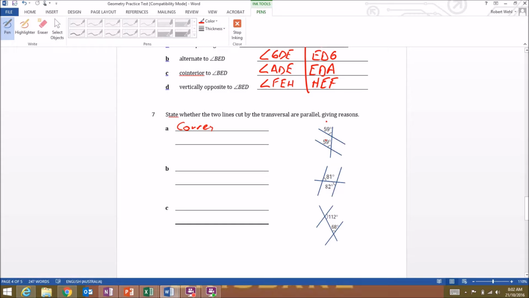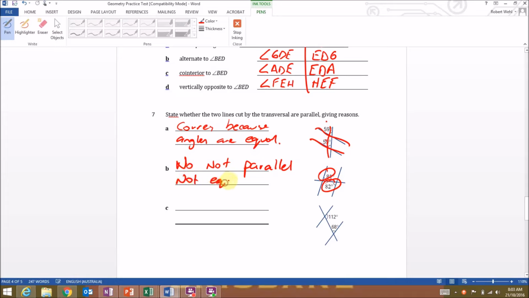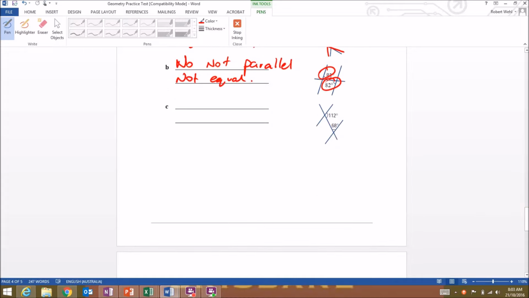I'm not going to write the whole thing because I don't really have room. Because angles are equal. We know that angles are equal when parallel lines are cut by a transversal. These two are alternate angles, but they're not the same size. So no, not parallel. Not parallel, because they're not equal. Okay, and with a pencil, you should be writing a more thorough explanation than that. So this one here, 112 and 68.